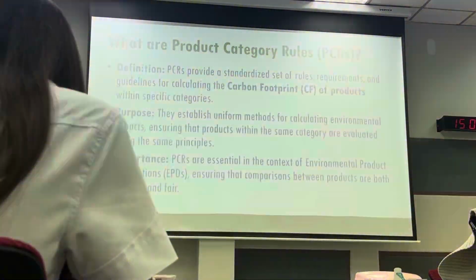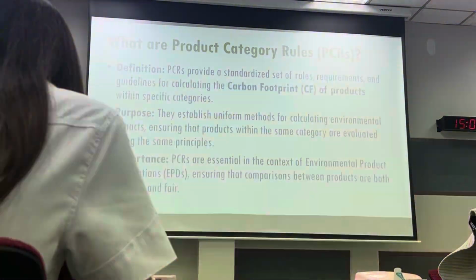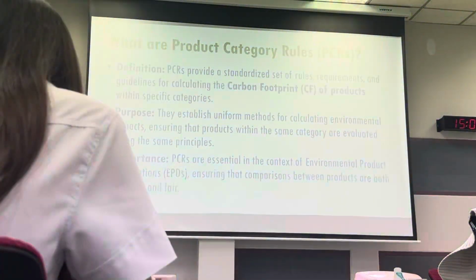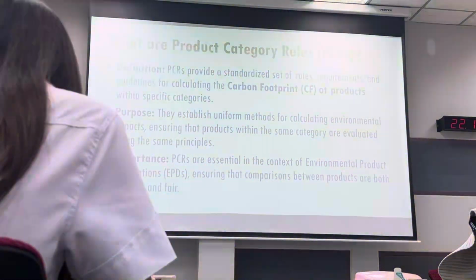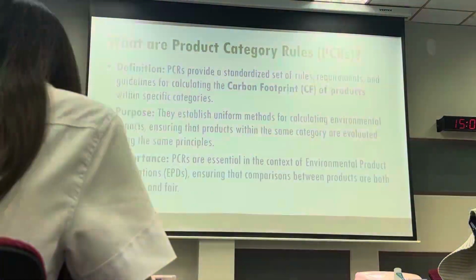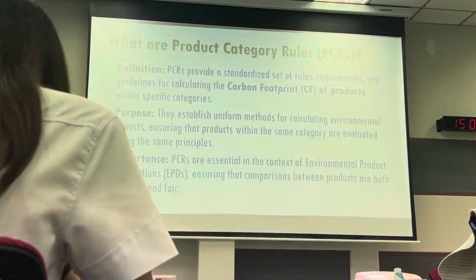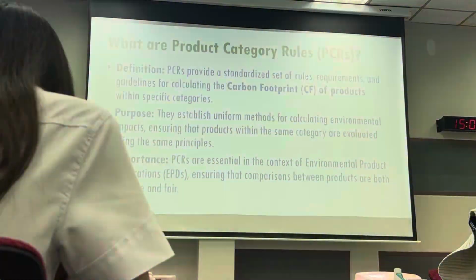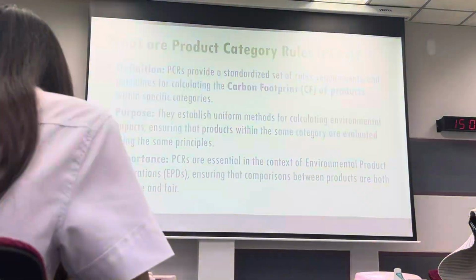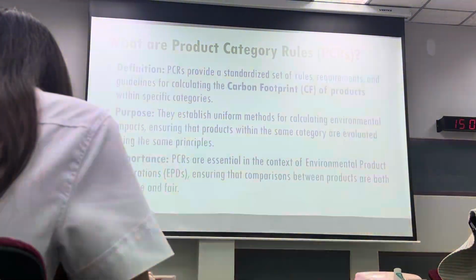Then, in a way that we can collect data, there is some kind of set procedure for certain types of product. Okay, that one is called product category rules. So the PCR provides a standardized set of rules, requirements, or guidelines for calculating the carbon footprints of products for certain categories. Okay, there will be PCRs for various categories. You can look it up.